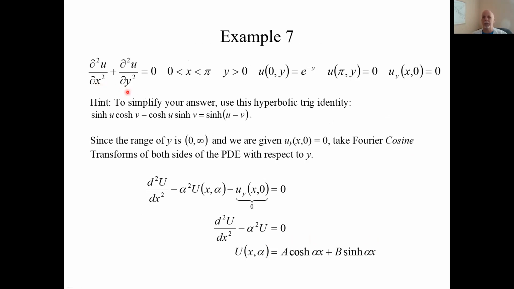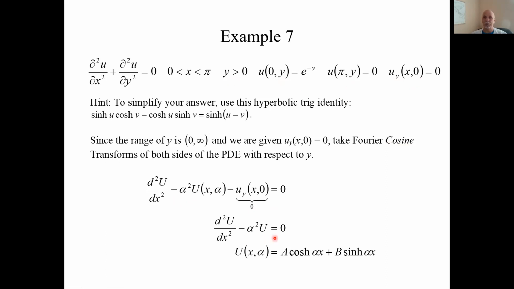Here, they both show up as second derivatives, so that doesn't tell us much. But the range of x is finite and y is infinite. That says do the transform with respect to y. So we're looking for where y equals 0. Here it is, it's the derivative of the function. We just do again the cosine transform with respect to y. Do that, and it leads to this ordinary differential equation.